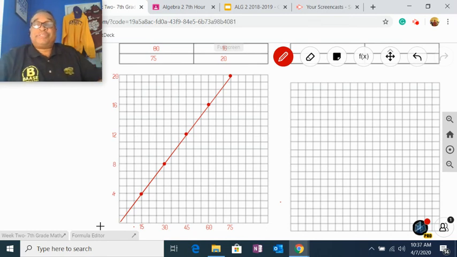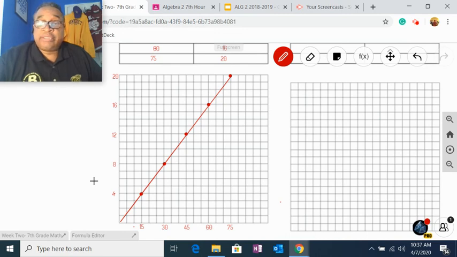Good deal. So that's stretching our thinking a little bit there. And so I hope that's helpful for you. Constant of proportionality. There's some other problems in that package for you to work as well.